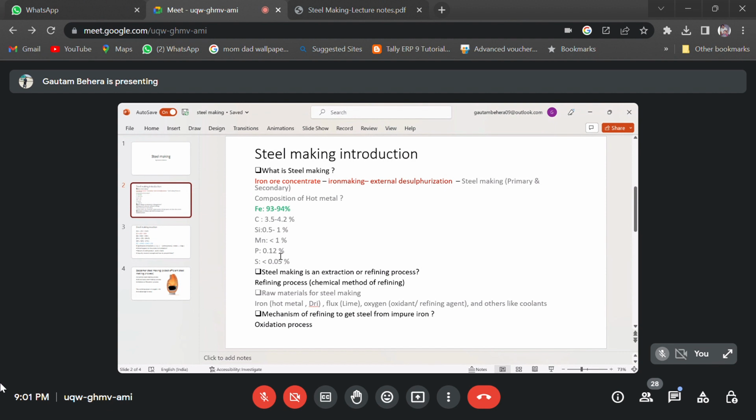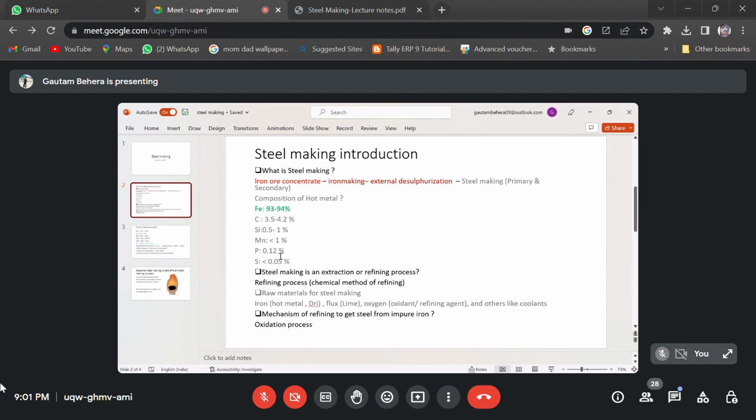Because of the reducing atmosphere in the blast furnace, the slag which is produced is a reducing slag. That is the important point. Why? Because the FeO weight percent in that slag is very low, less than 1%. That is called reducing slag, right?